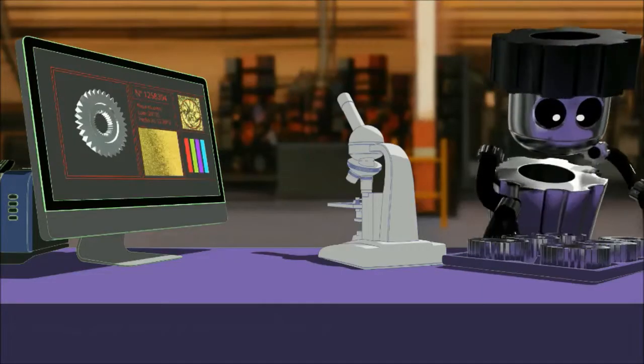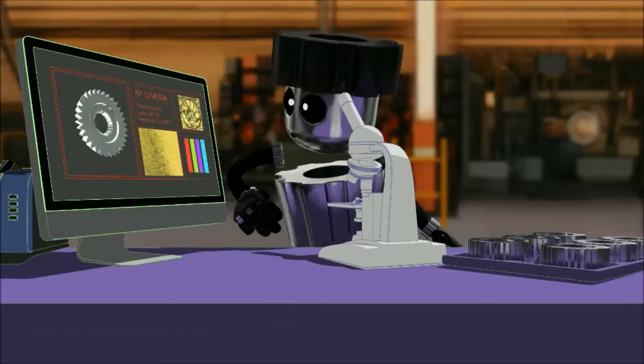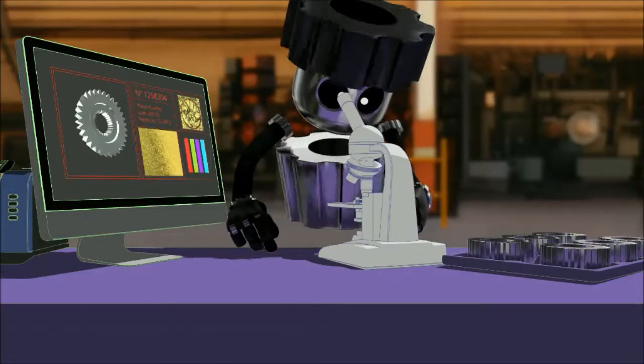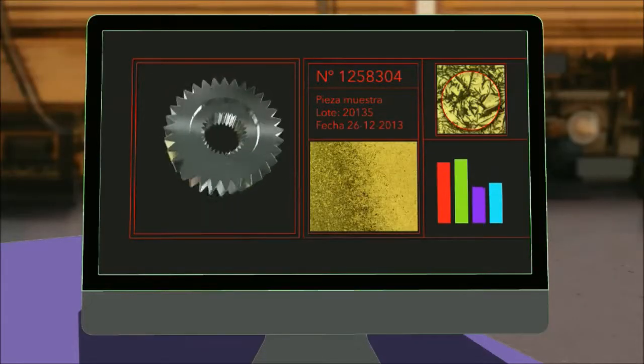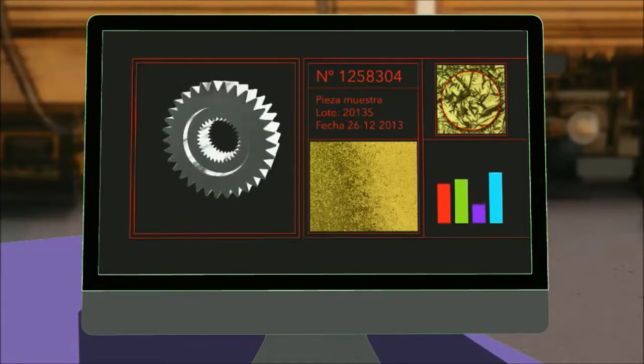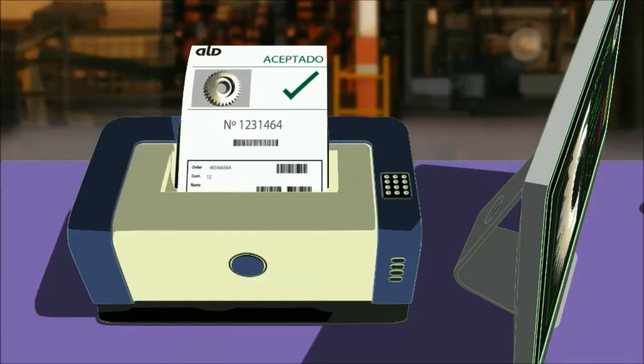After the thermal treatment is finished, some parts are selected to be taken into the laboratory, where the quality control personnel will measure the hardness of the surface, its effective layer, and microstructure, verifying that the required specifications are met.